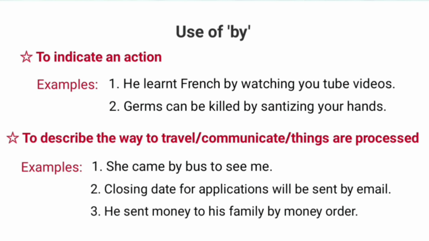We add by to the sentence to describe the way to travel or to communicate or how the things are processed. Examples: she came by bus to see me. By bus is a way to travel. Second example: closing date for applications will be sent by email. By email is a way of communication. Third example: he sent money to his family by money order. By money order is the way things are processed.